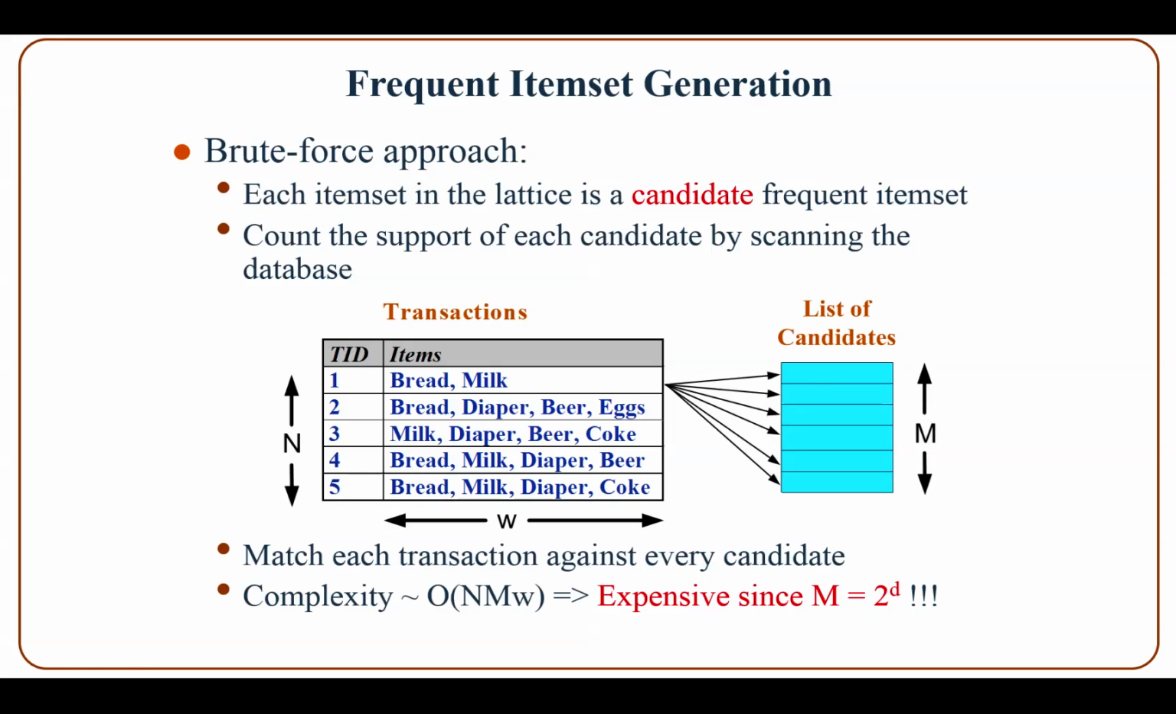In order to do this, from the list of candidates, we compare each candidate against every transaction. And if the candidate is contained in a transaction, then its support count is incremented. This approach is very expensive because the number of candidates is very large.